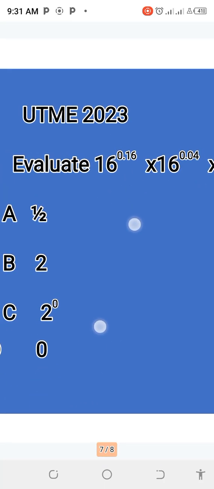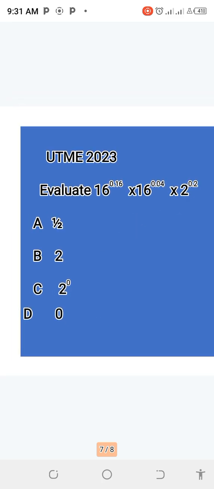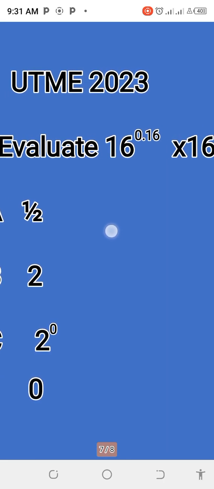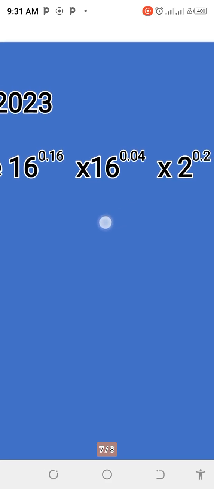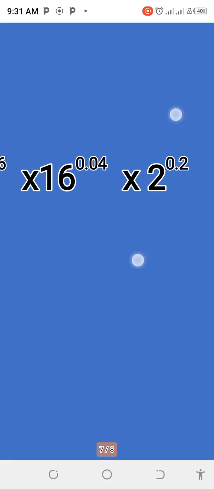Okay, this is another question. This one is from 2023, and it reads: evaluate 16 raised to the power 0.16 times 16 raised to the power 0.04 times 16 raised to the power 0.2. This one is very simple.